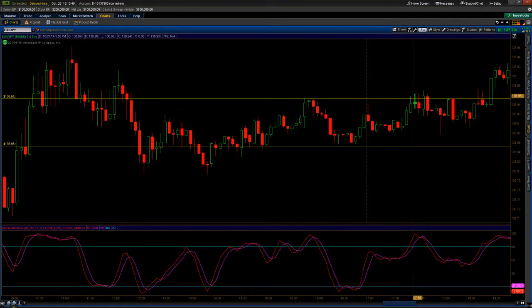Now, in terms of stochastics, when it approaches support and resistance, watch your stochastics and see if it's overbought or oversold. And setting-wise, you want to keep it at 12.3 if you're using thinkorswim, or you want to use 12.33 for MetaTrader. So then see at this resistance here, it was overbought. So eventually it's going to come down.